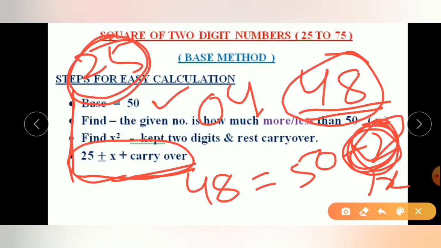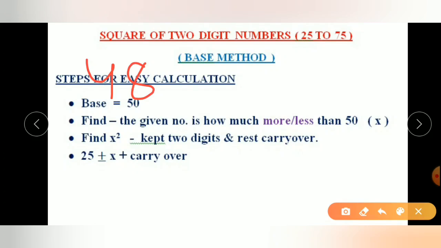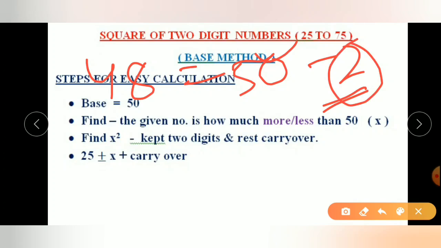You are thinking that this method is tedious, but it is not like that. It is very easy. Let's see. Let's take the number 48. It is 50 minus 2. Here 2 is less than 50. Clear? Find out the square of this 2, omitting the sign. Square of 2 is 4.